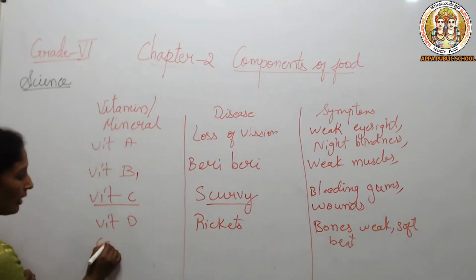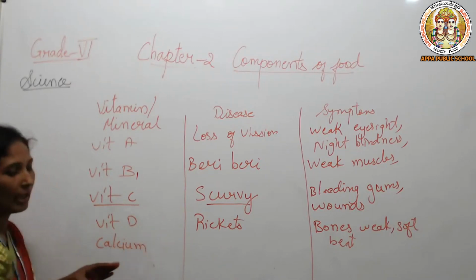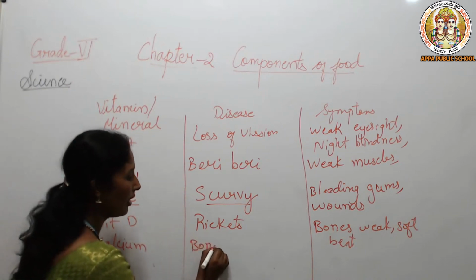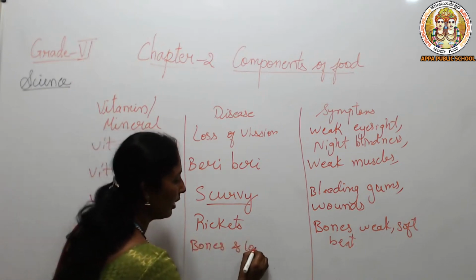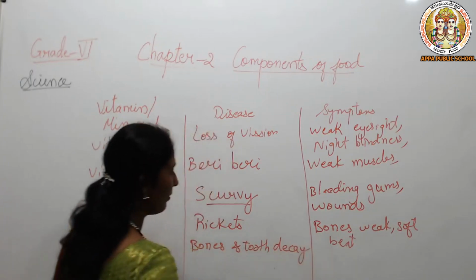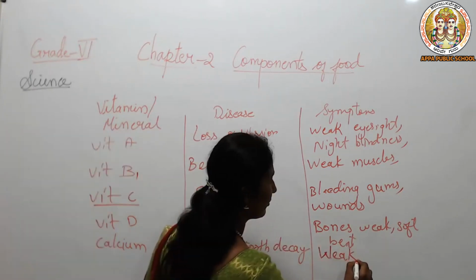Next is calcium. Why do we want calcium? To keep our bones and teeth healthy. When we are not getting sufficient calcium, what happens? We can suffer from the disease of weak bones.